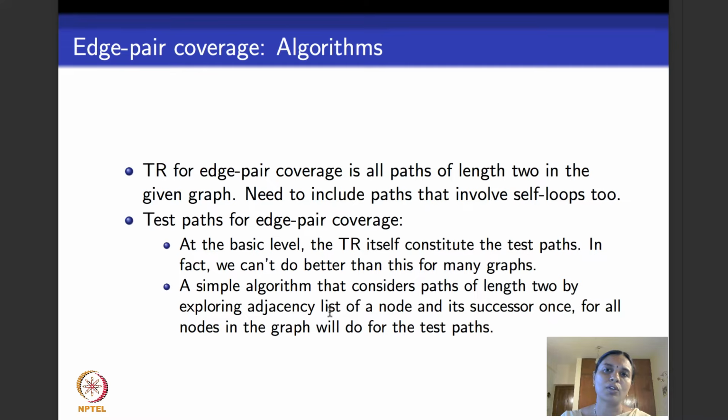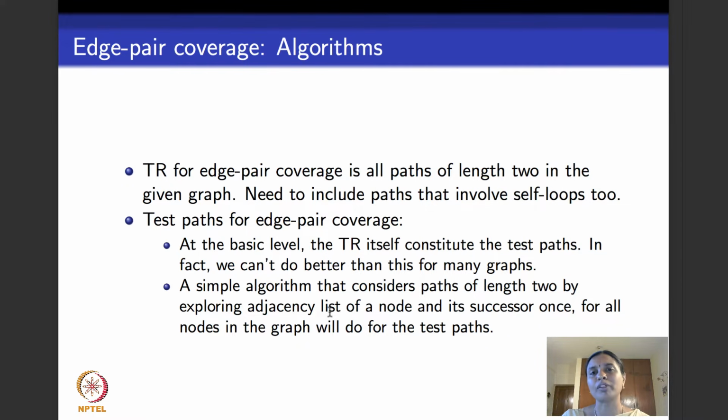Exploring the adjacency list of one node will give me the edges that are adjacent to that node, that are incident on that node, and exploring the adjacency list of each of these successors would give me the edges that are incident to each of these successors. This would give me a path of length 2, and that is what is needed for edge pair coverage. Once I have the TR for edge pair coverage, the test requirement itself could act as a test path.